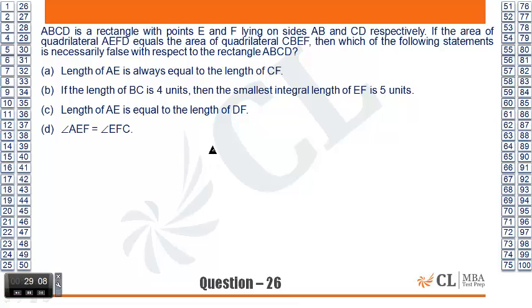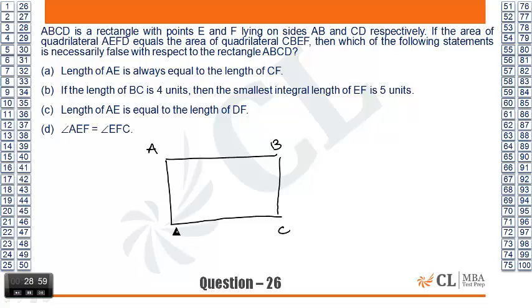Shall I do this? What else can I do? ABCD is a rectangle. Rectangle is good. With E and F lying on the sides AB and CD respectively. So E is lying here, F is lying here. If the area of the quadrilateral AEFD equals this area, this looks same. Then which of the following statements is necessarily false?